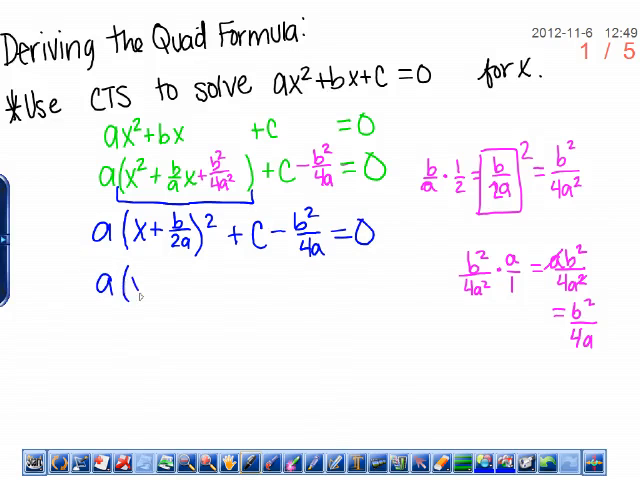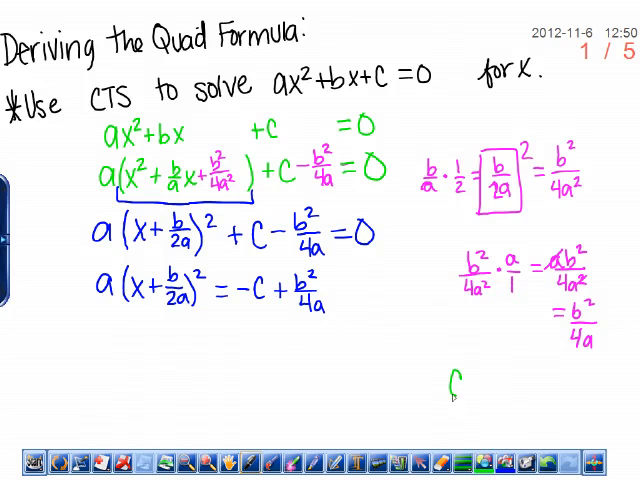So I'm going to get a times x plus b over 2a squared equals, when I move c over, what's it going to be? Negative c. When I move the b squared over 4a over? Plus b squared over 4a. Okay. I want to try and combine negative c and b squared over 4a. Okay? So I've got to get what? Yeah, I've got to get it into a common denominator. So my common denominator is going to be 4a.